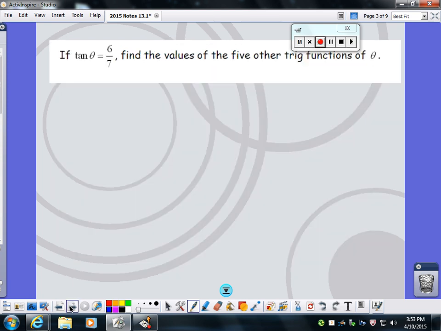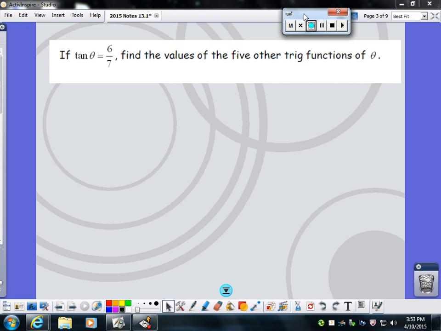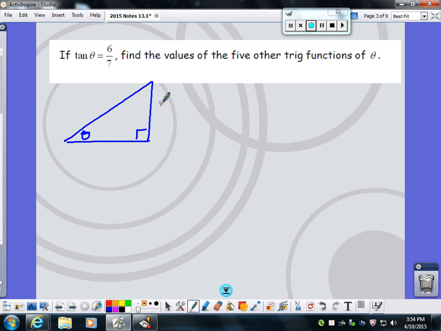All right, so let's look at applications of this. Here's our first question. If we know that the tangent of theta is equal to 6 over 7, we want to find the other 5 trig ratios. So let's set up that right triangle. We've got a right triangle, marking theta. Tangent is opposite over adjacent, so that means the 6 is the opposite side and the 7 is the adjacent side. In order to set up our trig ratios, we now need to find the hypotenuse.